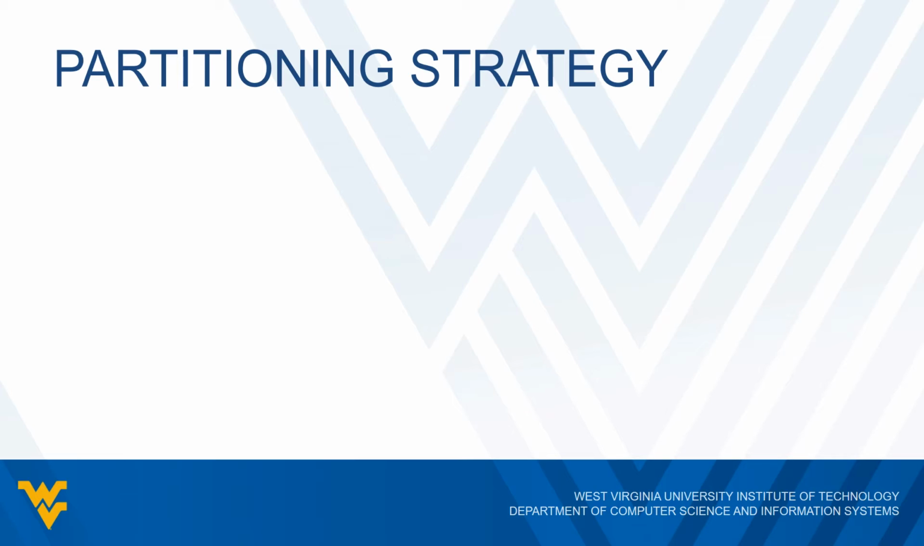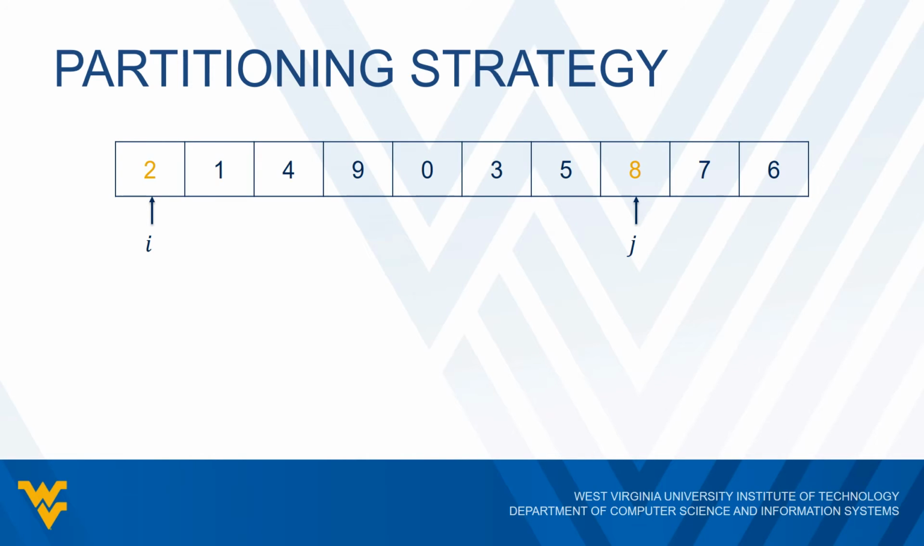So let's just continue our example. Here is our array after swapping i and j. We see that 2 is now on the left side of the array, and 8 is on the right side of the array. Now we're going to keep moving i to the right until it finds an element larger than 6. If we move it to 1, well, 1 is less than 6, so we're good. We would move i over to 4. 4 is less than 6, so we're good there. And then we move i to 9, and we see that 9 is larger than 6, so i is going to stop at 9.